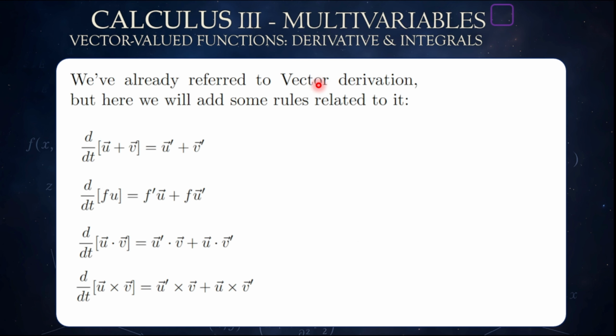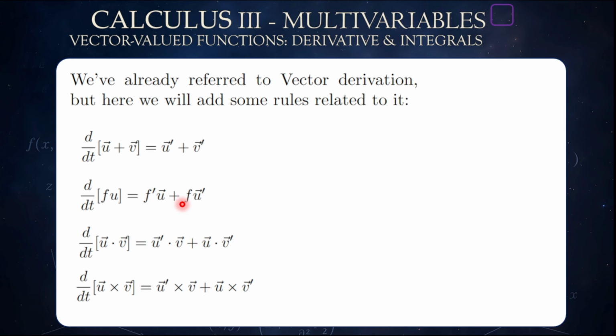We've already referred to vector derivation, but here we will add some rules related to it. d(u+v)/dt is equal to u' plus v'. In other words, the derivative of a sum of vectors is the sum of the derivatives of each vector. d(fu)/dt is equal to f'u plus fu', where f is a function and u is a parameter within the function.